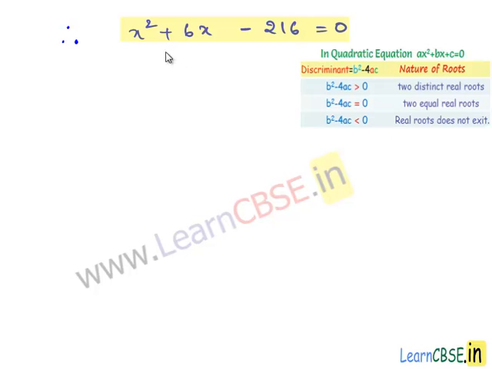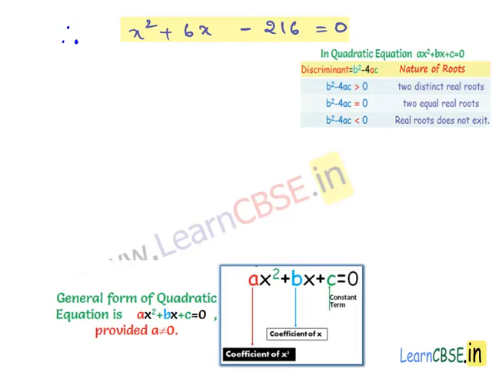And for this, let us compare the obtained quadratic equation with the standard form of the quadratic equation, that is ax square plus bx plus c is equal to 0. So on comparing, we have the values of a, b and c. So a is equal to 1, which is the coefficient of x square, and b is equal to 6, which is the coefficient of x, and c is equal to minus 216, which is the constant.